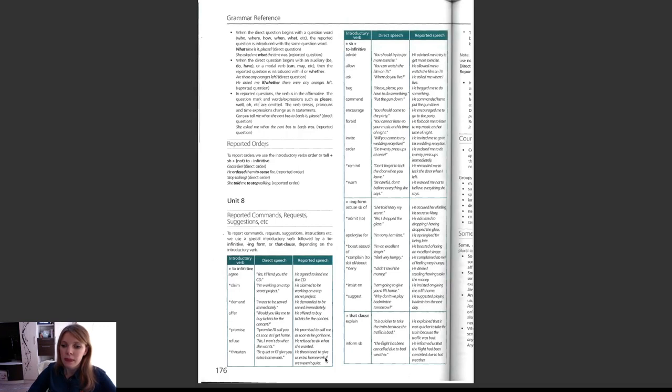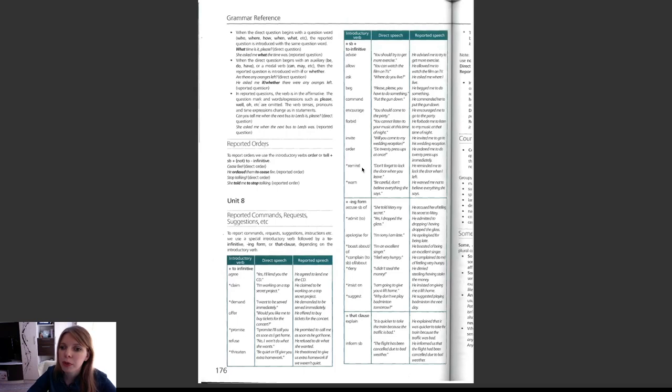Следующая группа вводных глаголов, глаголов, которые вводят предложение в косвенной речи. Каждый глагол из данной группы требует после себя указания того, кому адресовано данное высказывание, а затем использование формы инфинитива. The verbs. Advise – советовать, allow – позволять, ask – спрашивать, beg – просить, умолять, command – командовать, отдавать приказы, encourage – мотивировать, подбадривать, forbid – запрещать. Invite – приглашать. Order – отдавать приказы. Remind – напоминать.